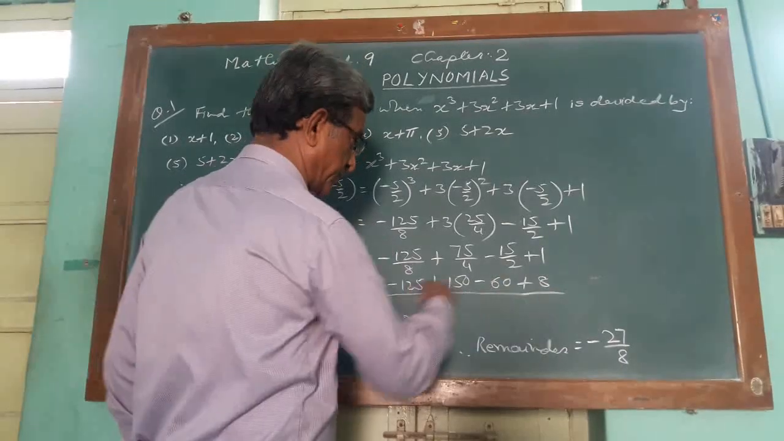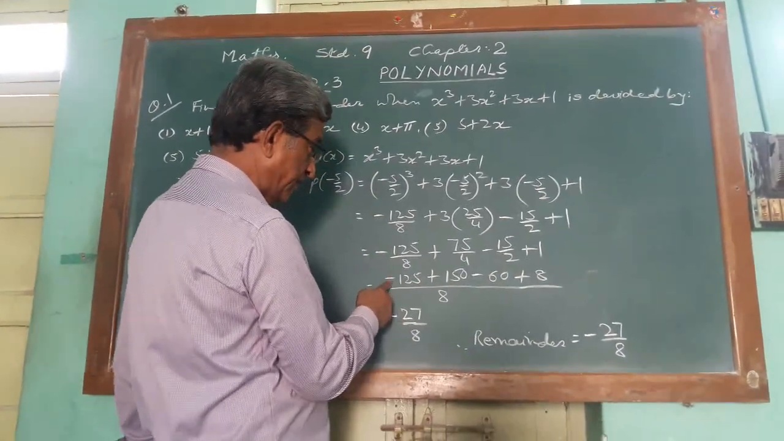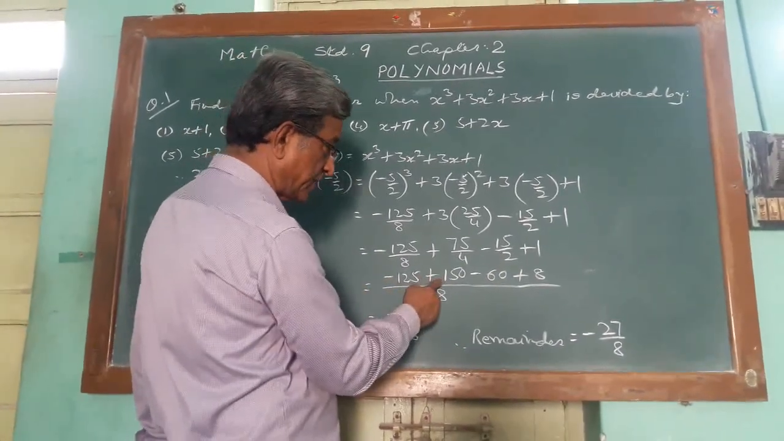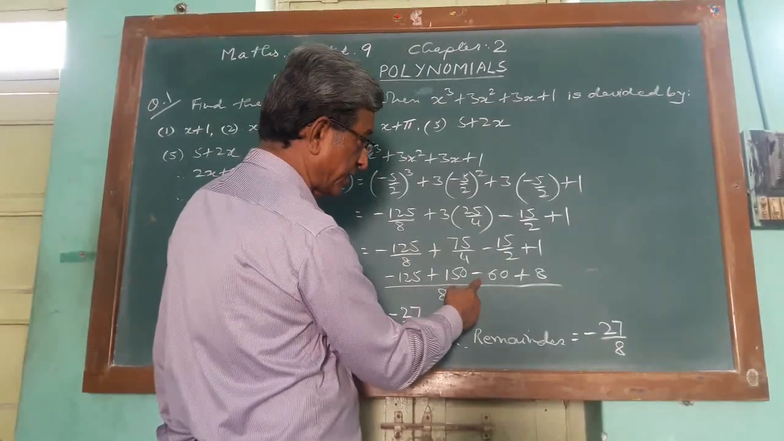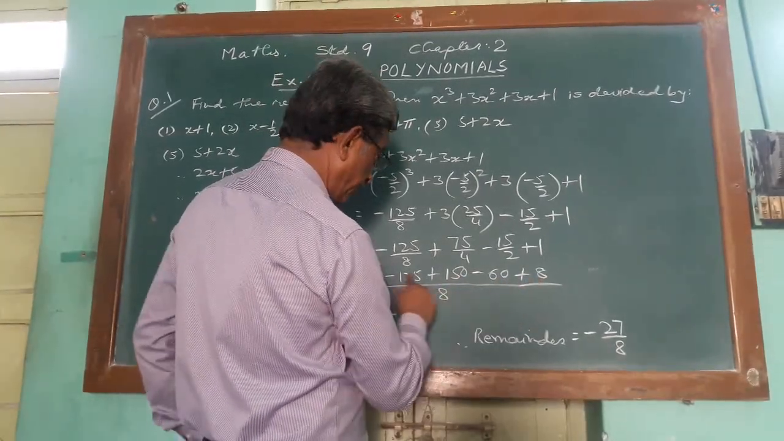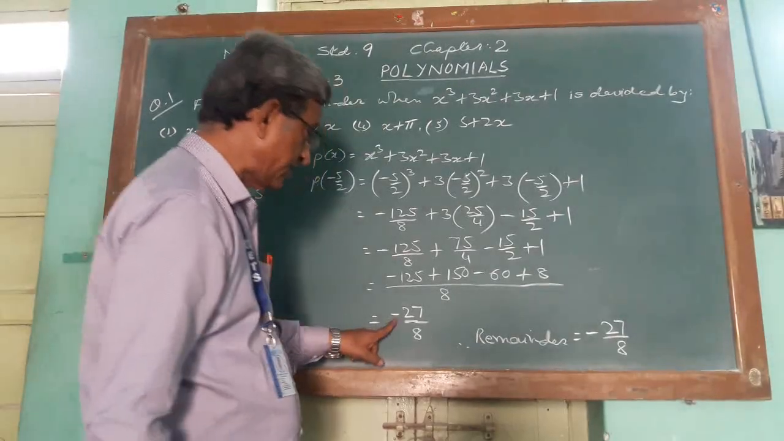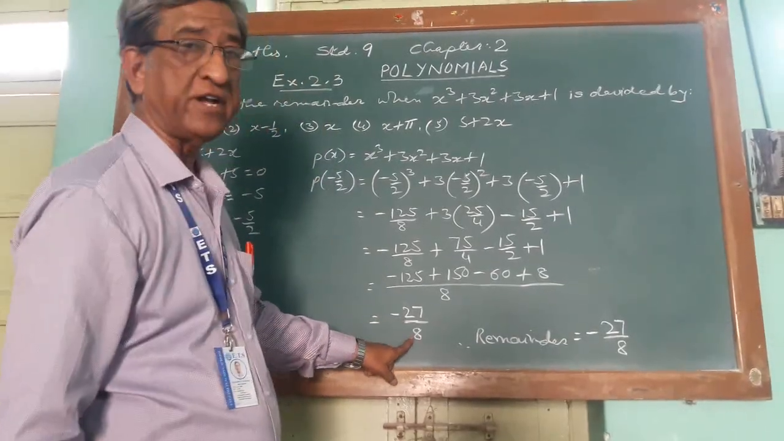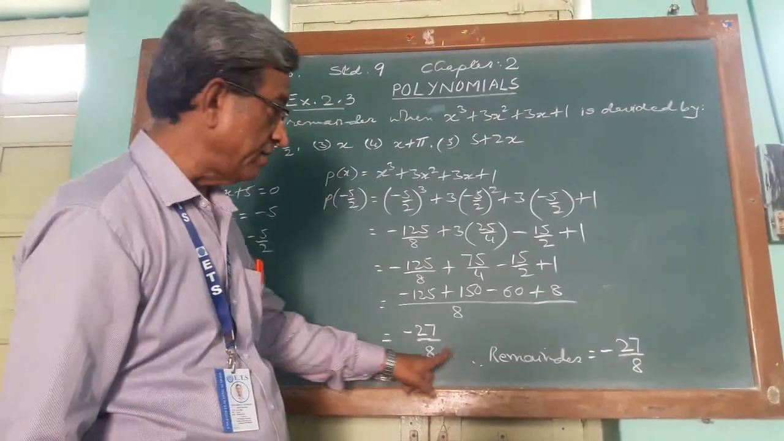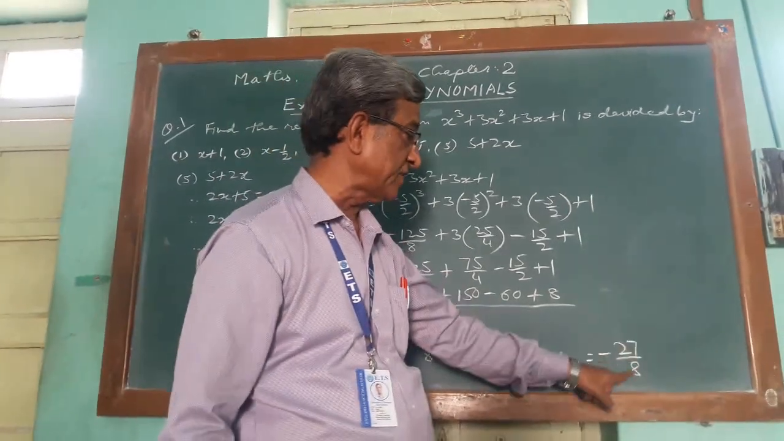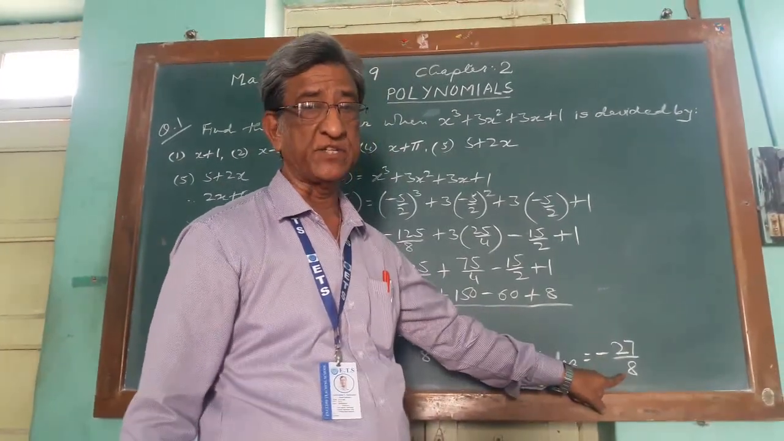Now simplify this. Minus 125 plus 150 minus 60 plus 8. If you simplify this, you will get minus 27 upon 8. So this is the remainder. So the remainder of this sum is minus 27 upon 8. Answer.